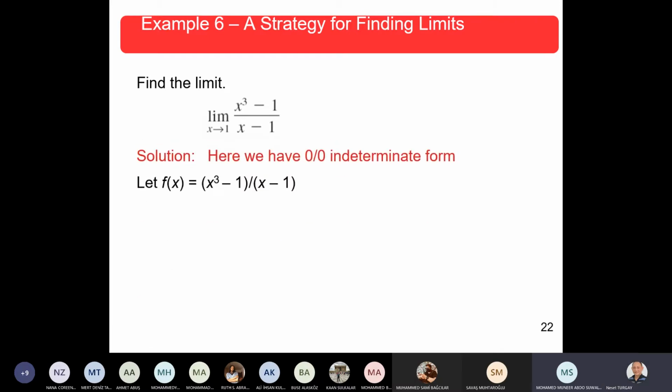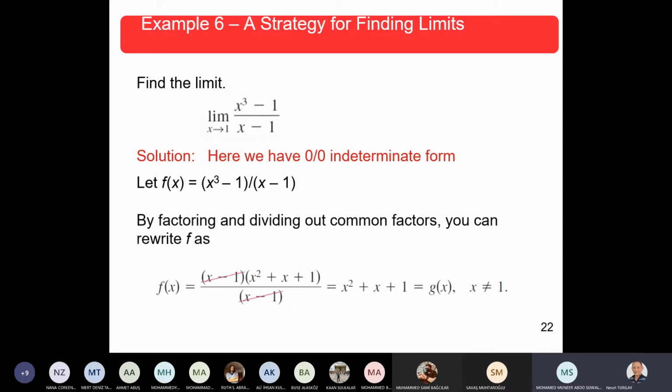This means that you need to do something. You cannot accept 0 over 0 as an answer. This means that you can go on and find the answer. That's an indeterminate form. So what you do is look at the function more carefully and see if you can factorize.